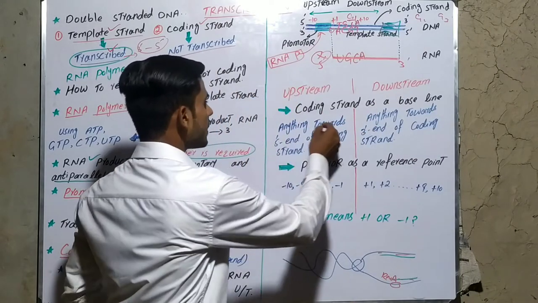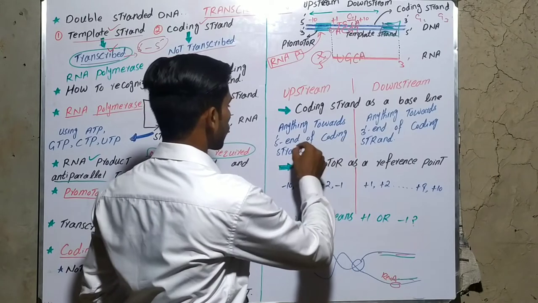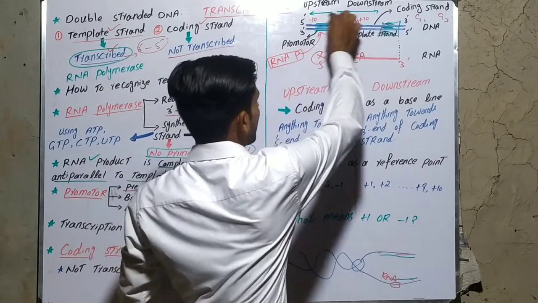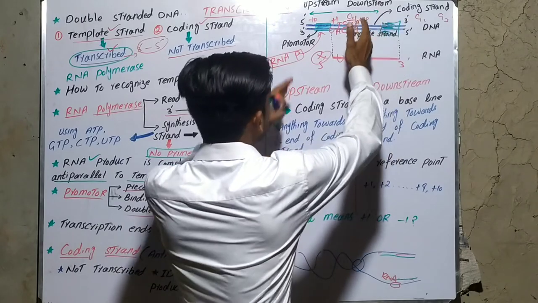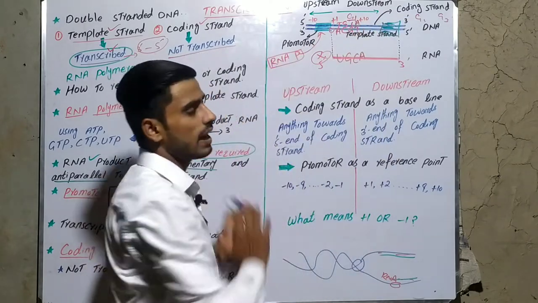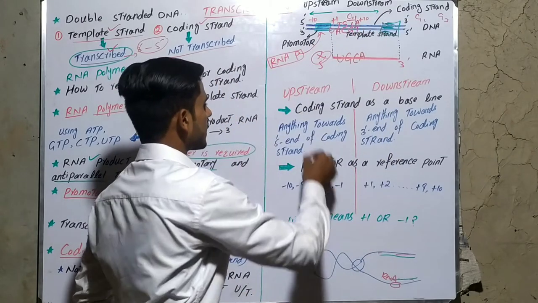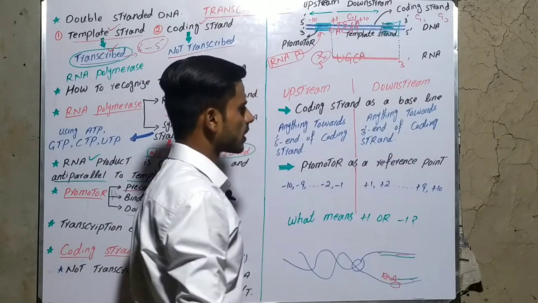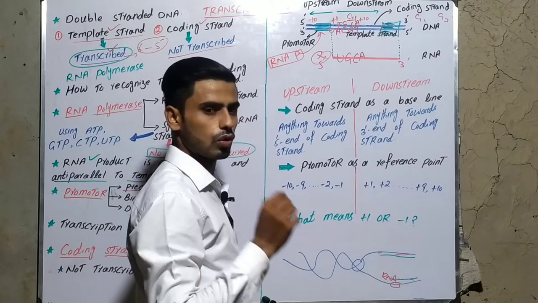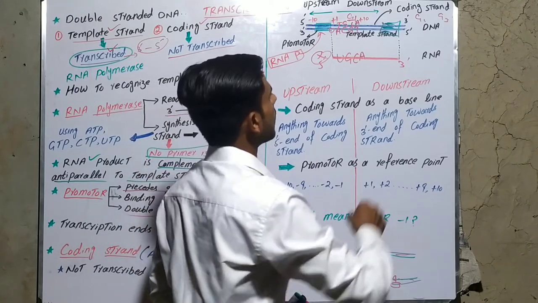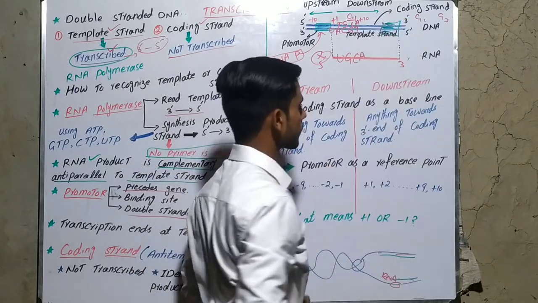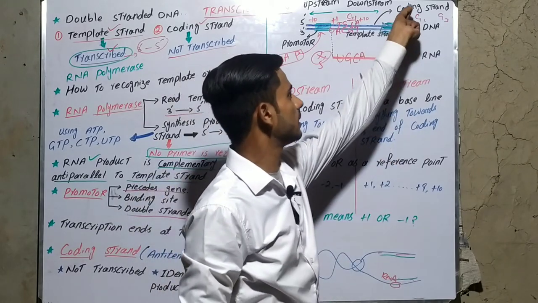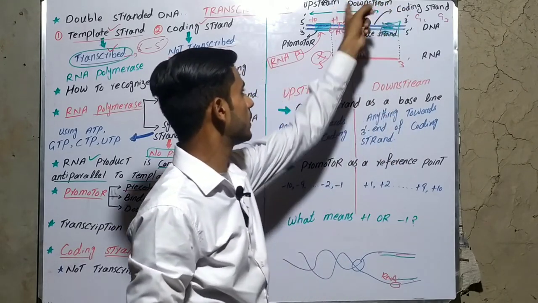So anything towards the 5 prime end of the coding strand is called the upstream. As you know, this is the 5 prime end and this is the 3 prime end. So anything which is towards the 5 prime end of the coding strand is called the upstream. And anything which is towards the 3 prime end of the coding strand is called the downstream, as I have indicated here.